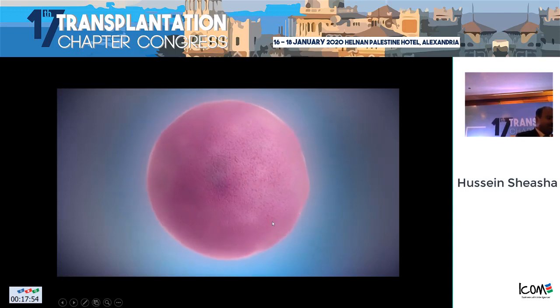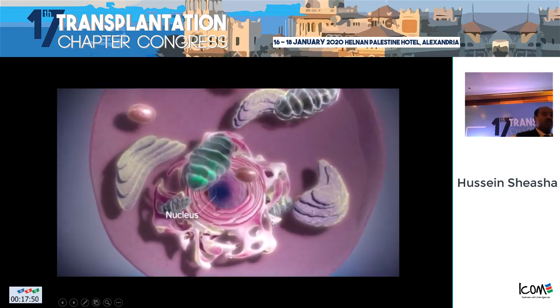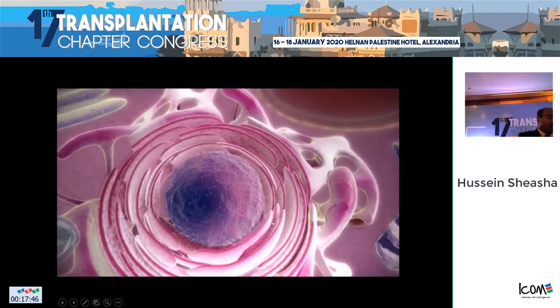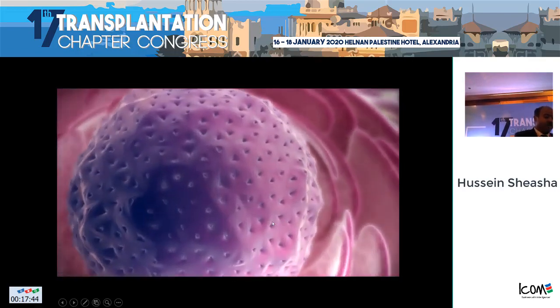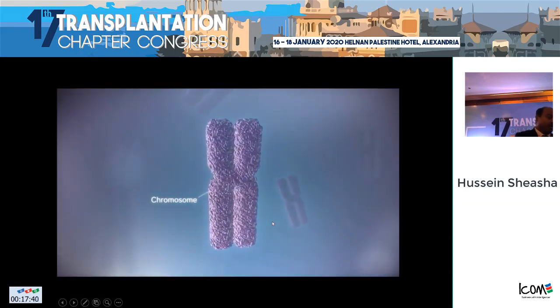So this is the cell. In most human cells, there is a structure called a nucleus. The nucleus contains the genome. So if you go inside the nucleus, we'll find the chromosome where the DNA is condensed.